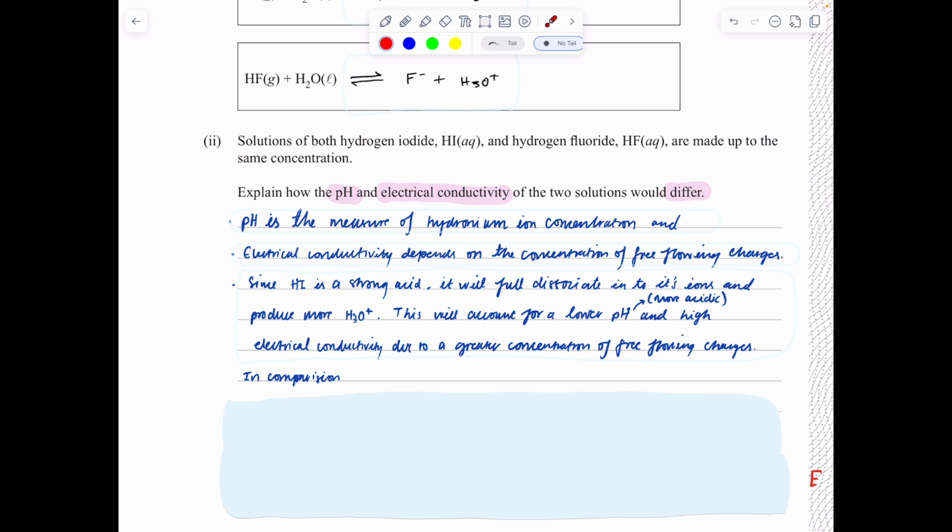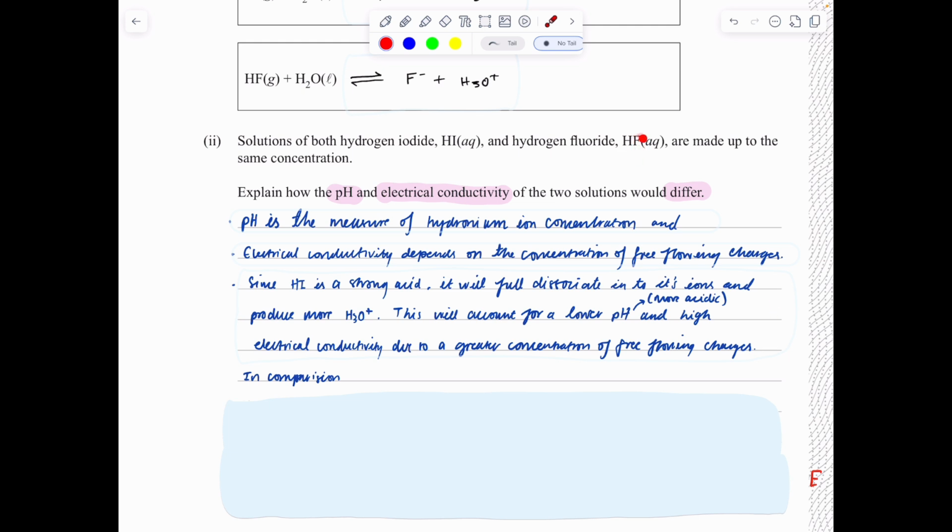So I'm starting off with HI. Since HI is a strong acid, it will fully dissociate into its ions and produce more H3O+. This will account for a lower pH. Remember, the more H3O+ ions there are, this means a lower, more acidic pH, and you have to state that. And because it's full dissociation of ions, there are more free-flowing charges. There's a greater concentration of free-flowing charges, which means that there's going to be greater electrical conductivity. So that's what I've written here.